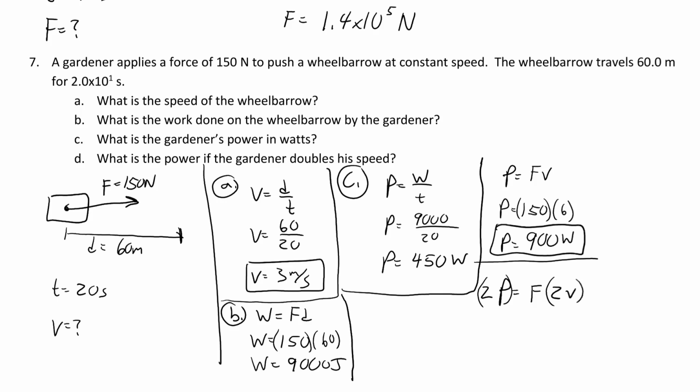900 watts. Now again, you could calculate it with the velocity doubled. It went from 3 meters per second to 6 meters per second. But it's not really necessary. Unless it asks you to show your calculations, you could just look at the relationship that exists between the two variables. And that's a very good way to do it.